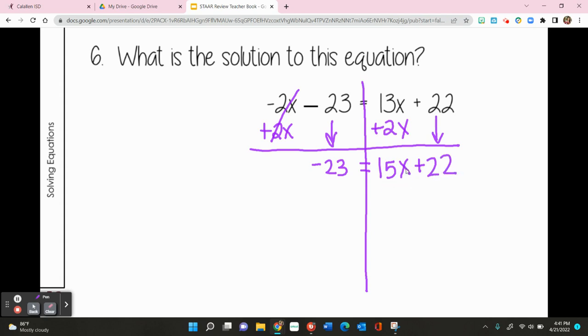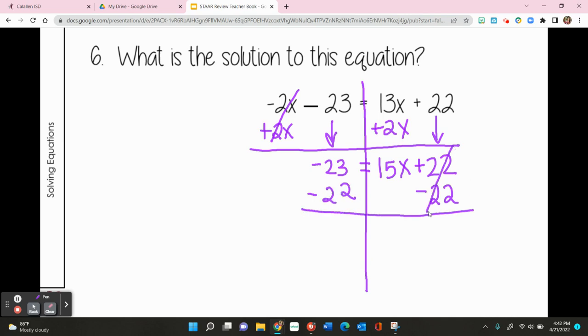Now that I have my variable on one side, I want to move my constant over to the other. Now, I need to do this by seeing what is being added or subtracted to x. Well, right now I have 22 being added, so I want to undo this, and I'm going to do the opposite and subtract 22 to both sides.